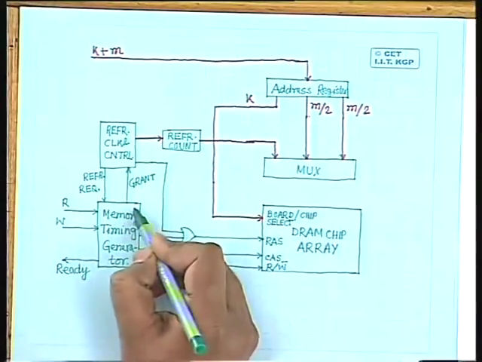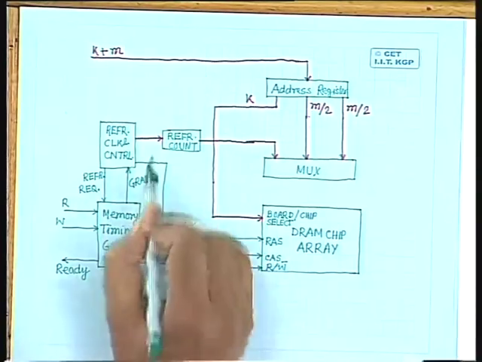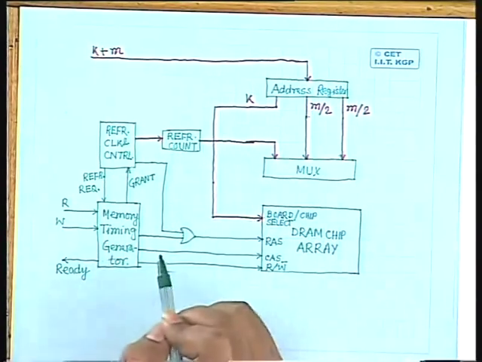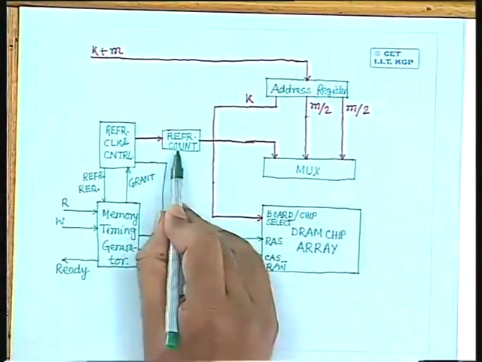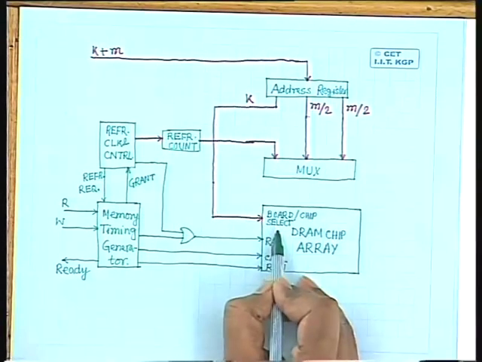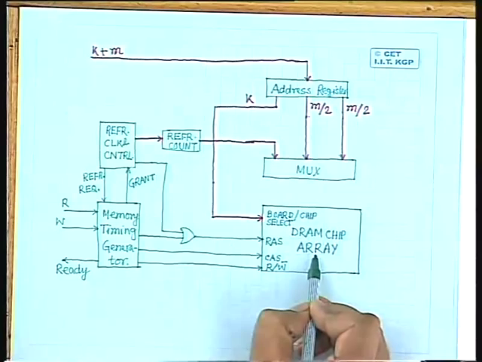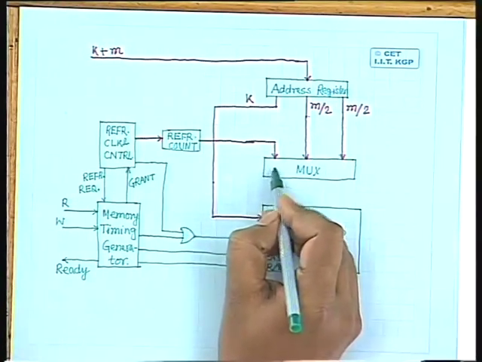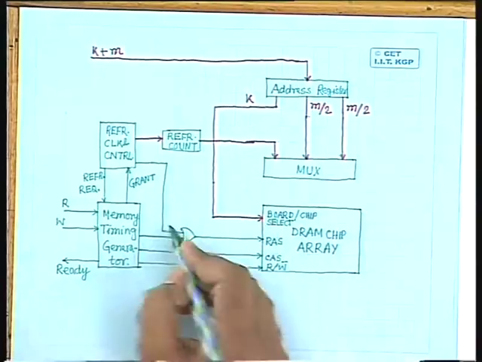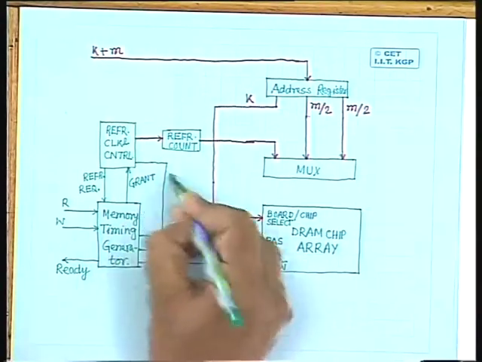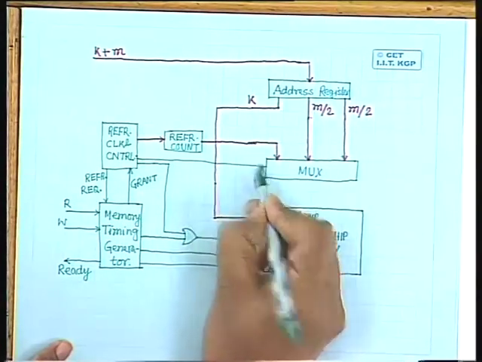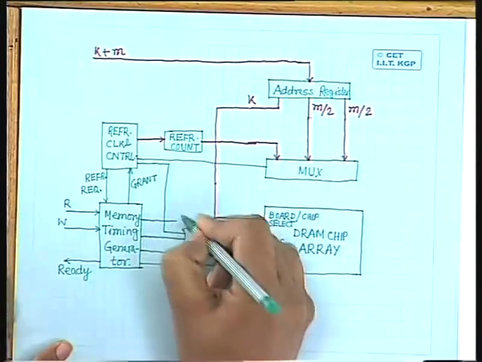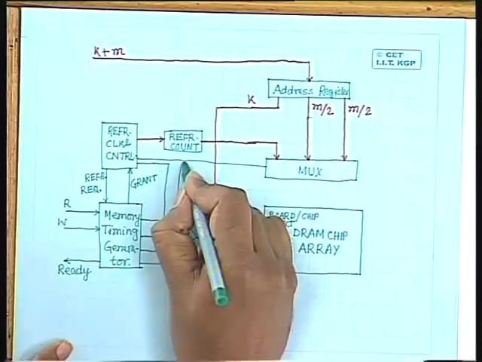Right? So only when this refresh clock and control unit gets the grant signal from the memory timing generator, then it can ask this refresh counter to generate the refresh addresses. And not only that, this multiplexer also has to be set properly, because now the refresh counter has to provide the row address, the row which will be refreshed. So this multiplexer input will get two kinds of select inputs. One select input will come from this refresh clock and control unit, and it should also get the select input from memory timing generator.